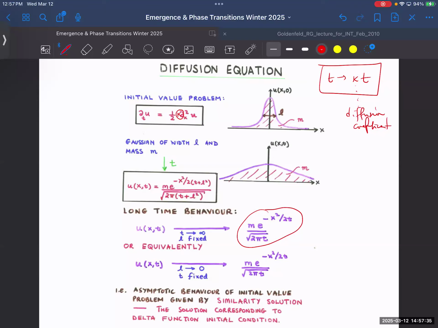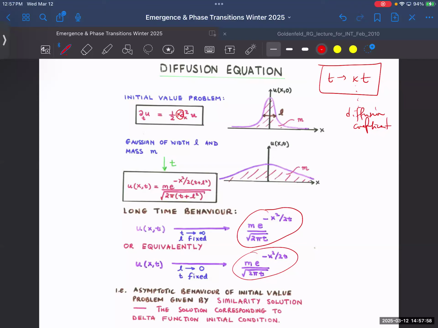But I could equally well do something different. I could say, let's keep t fixed, choose a time, 5 seconds or something, and then make the width of the initial condition go to 0, and then I get the same result. And so because I get the same result, what we've learned is that the asymptotic behavior of the initial value problem is given by the similarity solution.